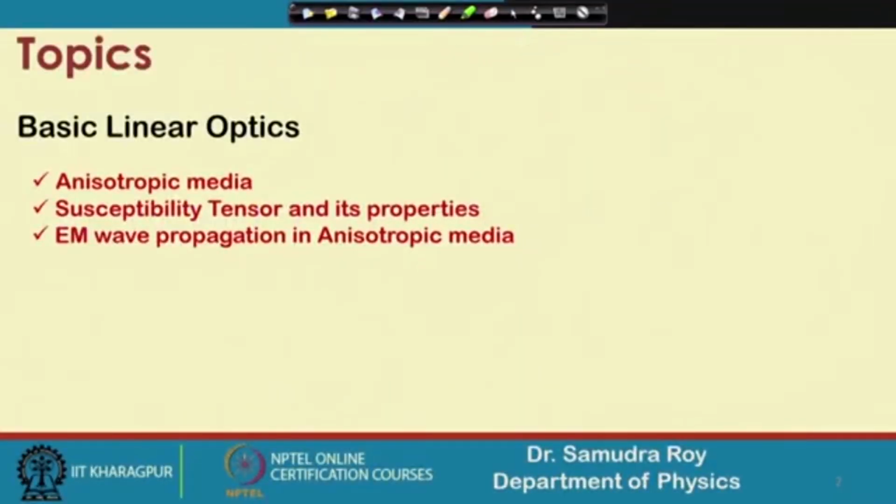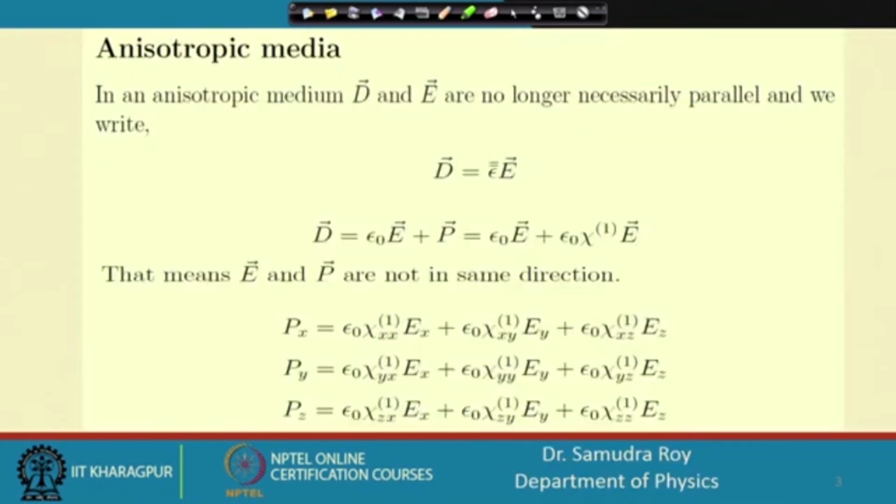So, we introduced the anisotropic medium in our last class. We continue the concept and learn more about the anisotropic medium in this particular class. So, let us see what we have in this class. We are still in the basic linear optics domain. Today we are going to learn about anisotropic media in more detail, the susceptibility tensor and its properties, and finally how the electromagnetic wave will propagate through an anisotropic medium. So, let us go to the next slide.